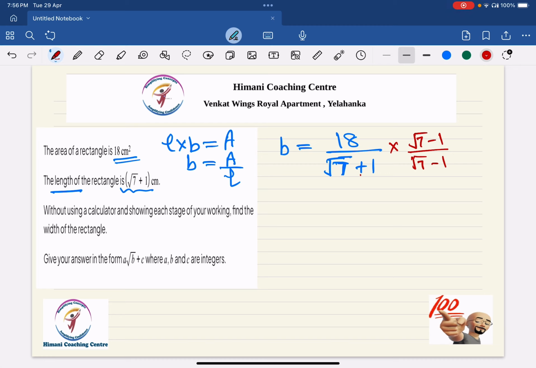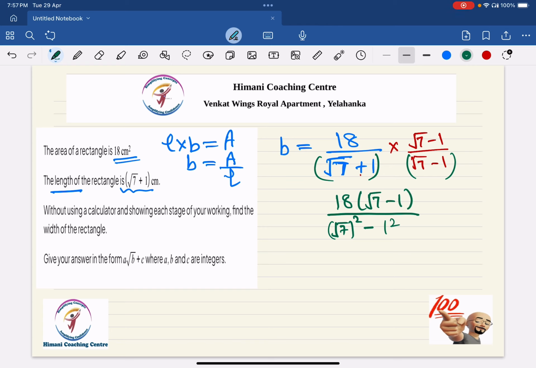Okay. Here it is. The denominator is root 7 plus 1. The conjugate of root 7 plus 1 is root 7 minus 1. Multiply numerator and denominator with that. In the denominator, we are again going to use what? A plus b into a minus b, which is a square minus b square. So I should get root 7 square minus 1 square. In the numerator, we have 18 times root 7 minus 1.